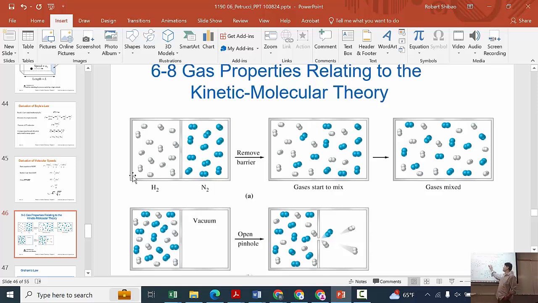Well, this is called diffusion here. And then over here, we could have a vacuum, there's no gas, and poke a pinhole. If we poke a pinhole through there, then the molecules can effuse. This is effusion. The top is diffusion.